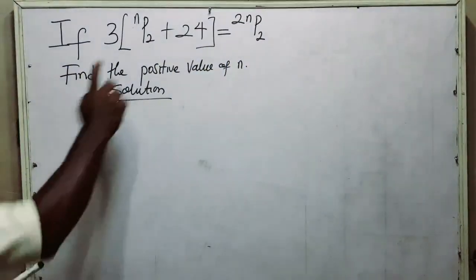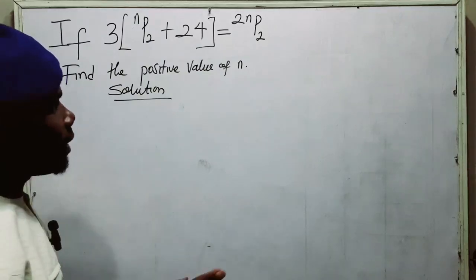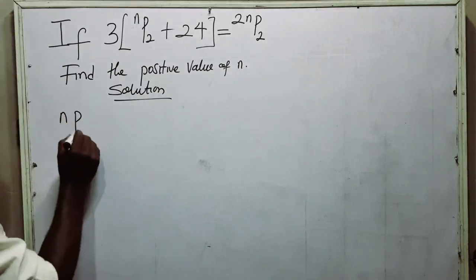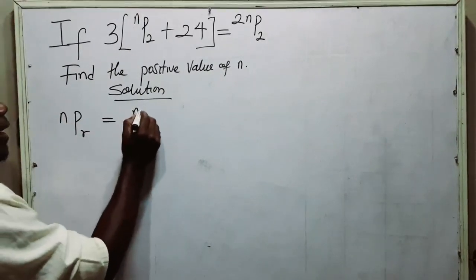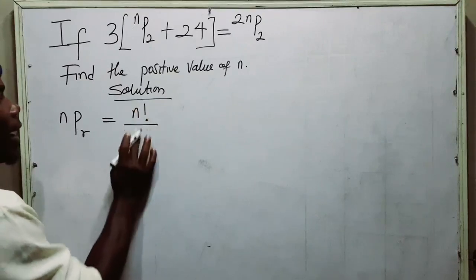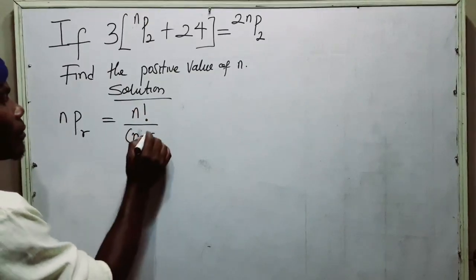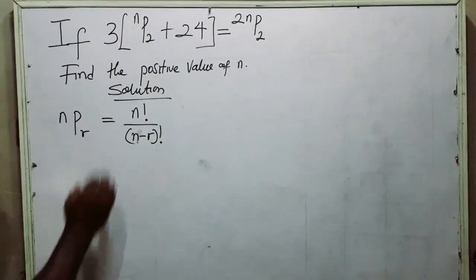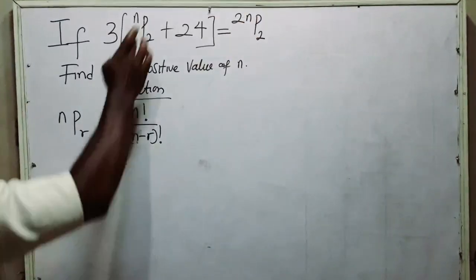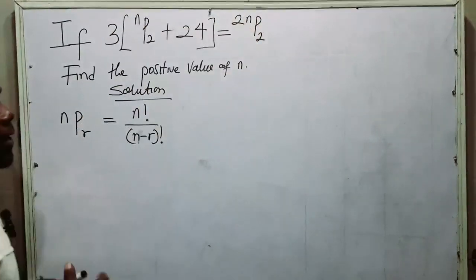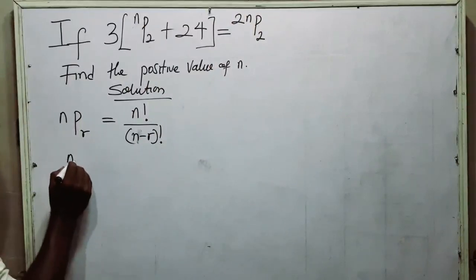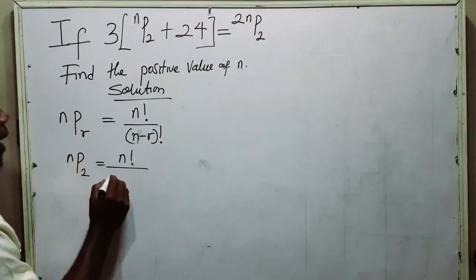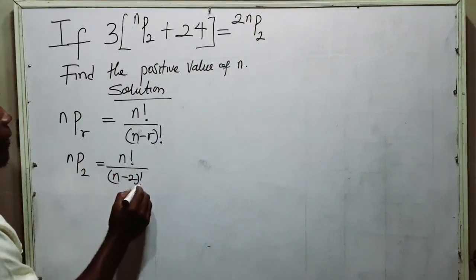In solving this, the first thing you have to consider and to know is the formula for permutation. If we have n permutation r, it is the same thing as n factorial over n minus r factorial. So this is the meaning of permutation. And we are given many values there. But let's try to remove all these values and give the value. So if we have n permutation 2, it can be written as n factorial over n minus 2 factorial.